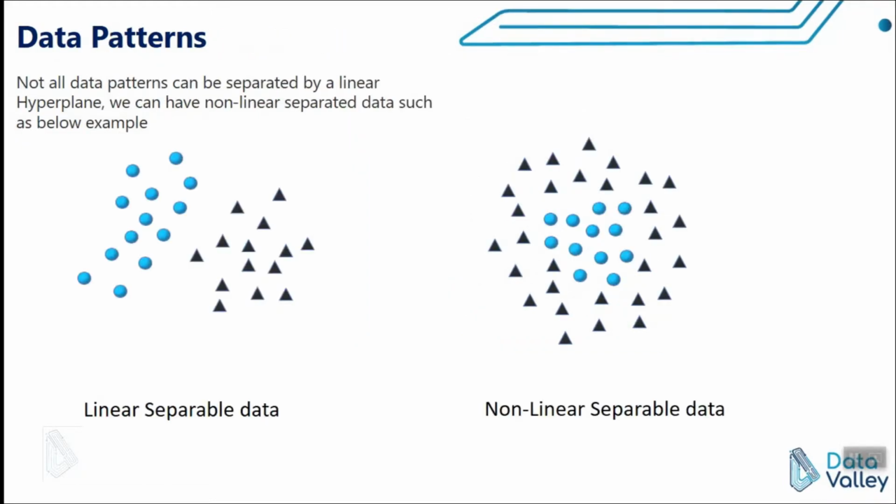As we see on the graph on the right, in some cases we will have non-linearly separated data. In this case, we will not be able to find a line that can perfectly fit our data and separate it into two groups perfectly. Unlike the case on the left, where we can easily find a line that can separate our data into two groups.